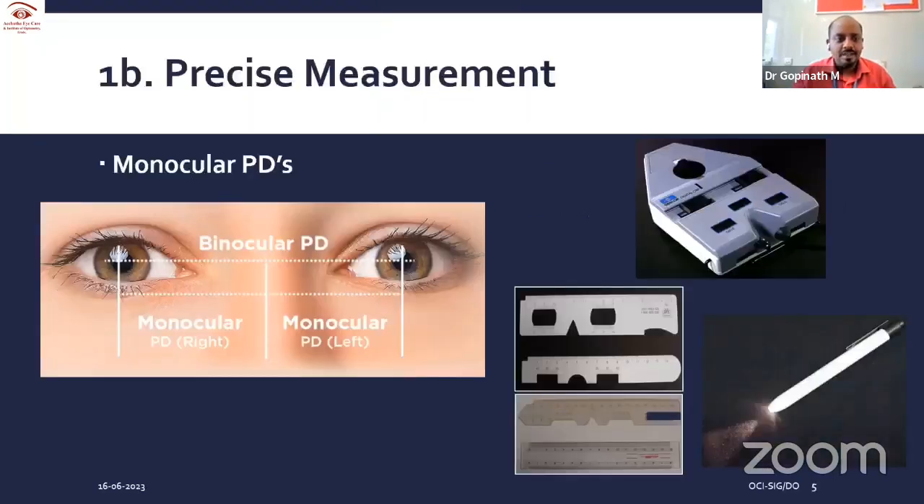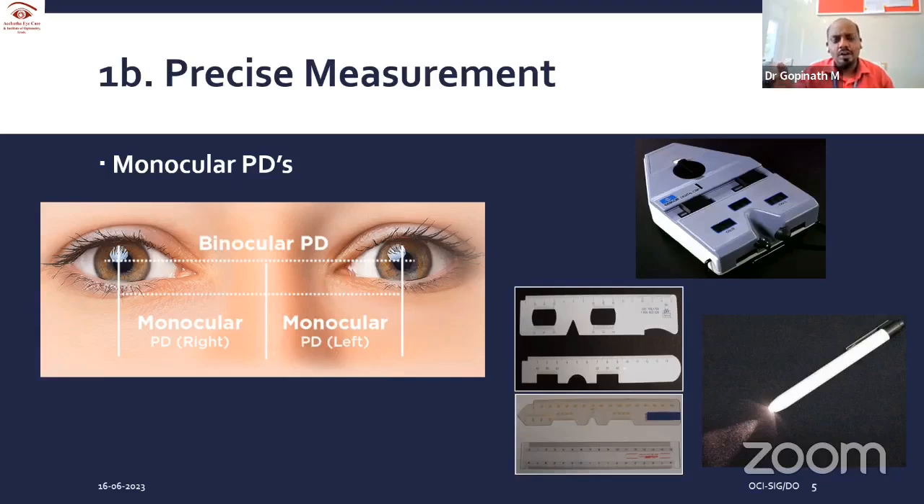These three things are very important whenever you try to troubleshoot a patient or a customer. Coming to precise measurement, monocular PDs are very, very important, where you measure the right eye and left eye PDs monocularly. You have various tools, like the currently available pupillometer, or the regular PD scale and a torchlight, which are more than enough to measure a proper monocular PD.